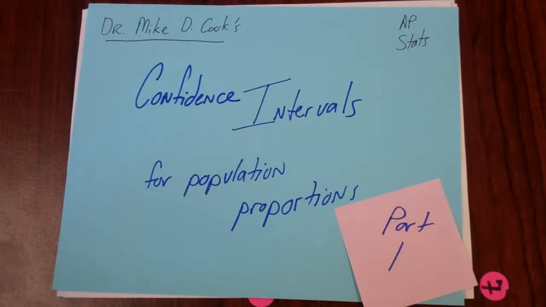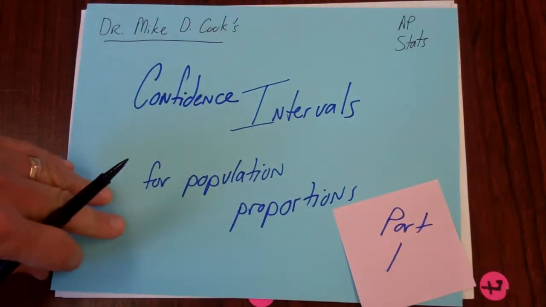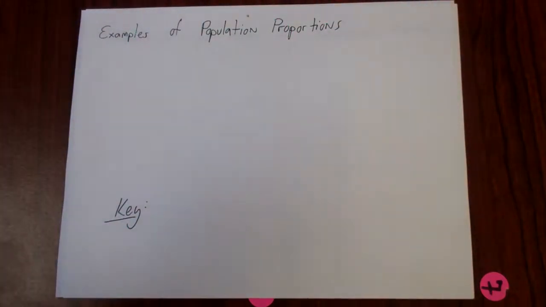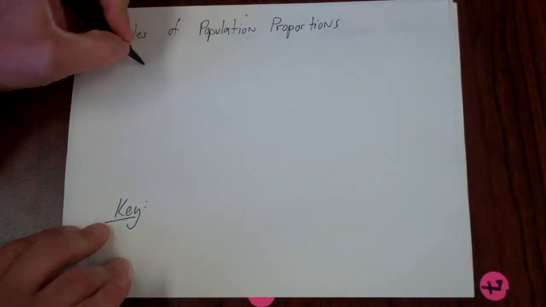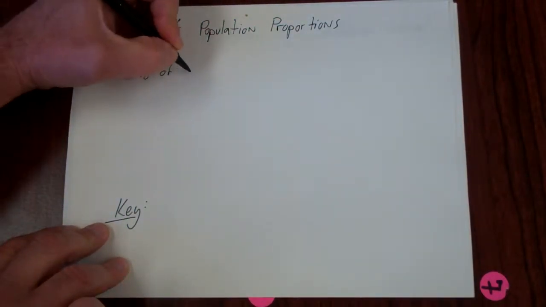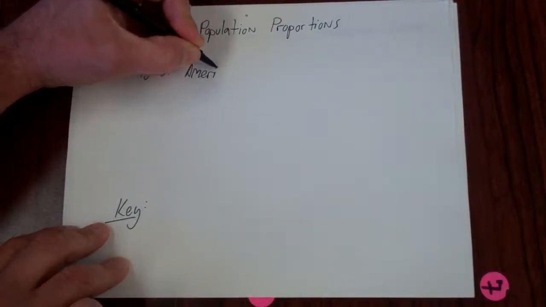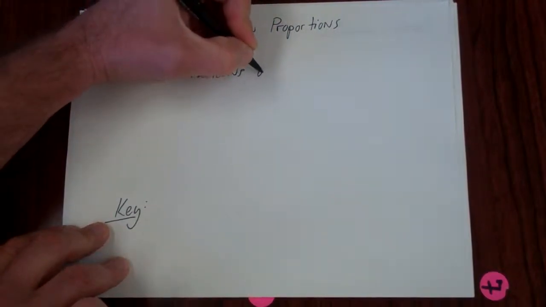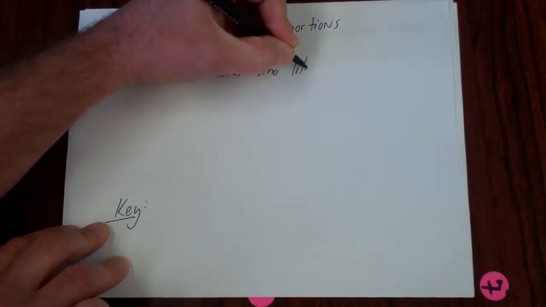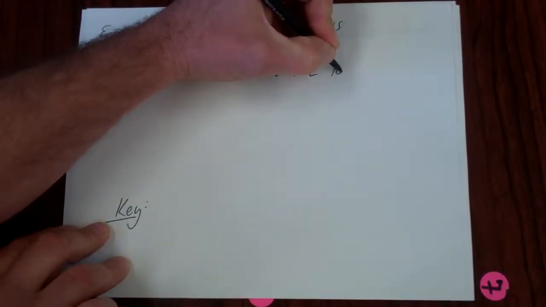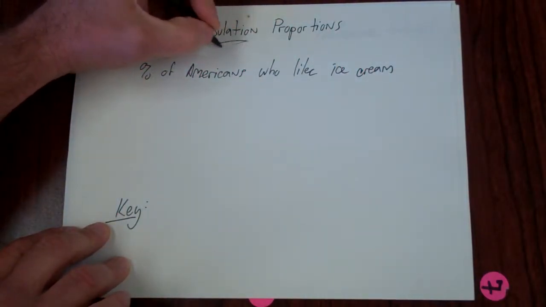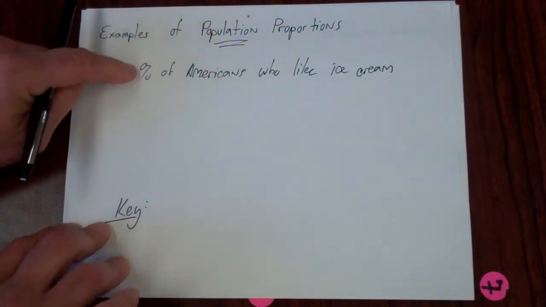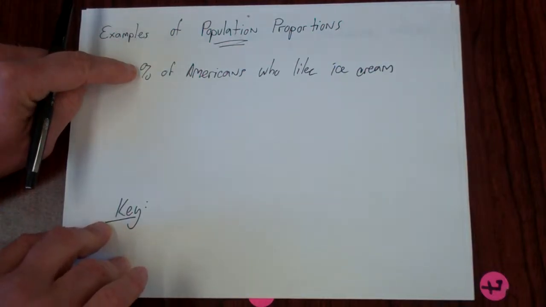This is the first in a series of videos on confidence intervals for population proportions. And first of all, let's think about what we mean by population proportions. An example of a population proportion would be the percent of Americans who like ice cream. The key is that a population proportion is the true number, the true percentage of Americans who like ice cream.